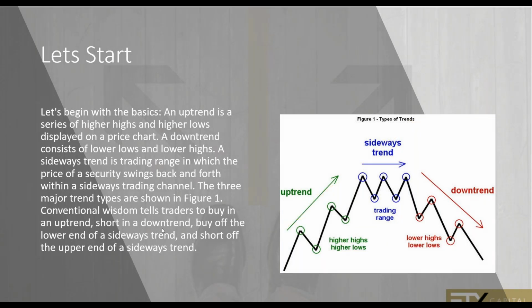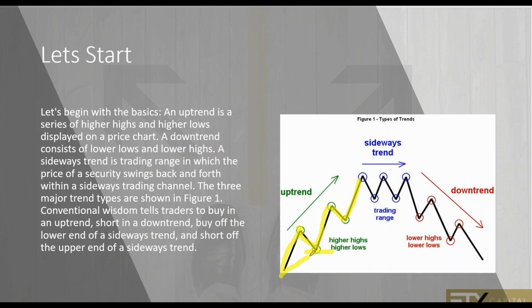So let's begin with the basics. An uptrend is defined as a series of higher highs and higher lows. So in other words, as we're making that push up, we form a higher high. As we ease back down, we form a higher low. This is your low. We push back up and we form another higher high. Ease down, we form a higher low, and push back up.